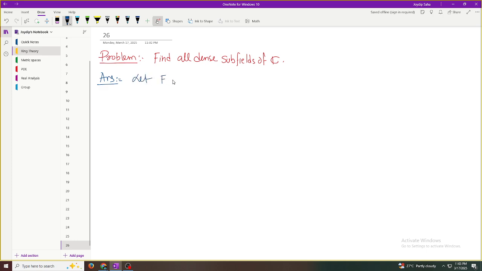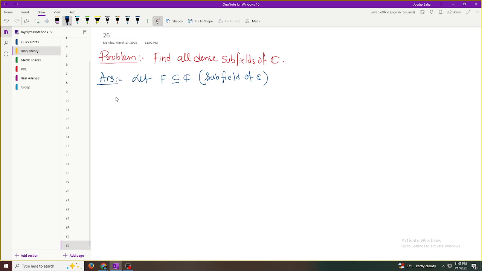Let F be a subfield of C. Dense means topologically dense, that is, the closure of F is C. Now, what is the characteristic of F? Can you tell me? 1 belongs to F also, so a finite multiple of 1 cannot be 0, because the characteristic of C is 0.